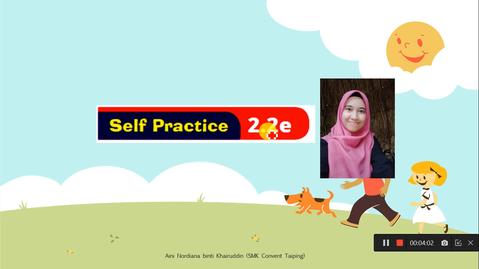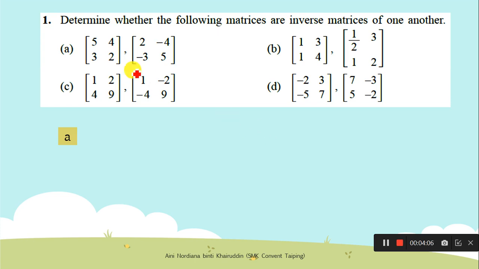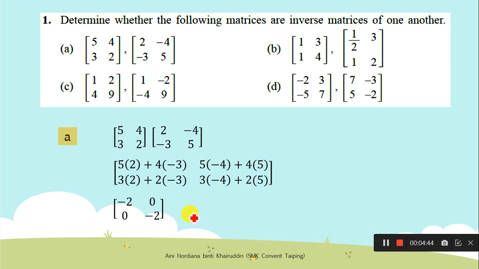Next, self-practice 2.2E. Determine whether the following matrices are inverse matrices of one another. So in order to identify the inverse matrix, you have to multiply these two matrices to get an identity matrix. If you do not get the identity matrix, then one of the matrices is not the inverse of the other. So A, we multiply these two matrices, we will get this. So this is not equal to the identity matrix. So we can conclude that these are not inverse matrices.